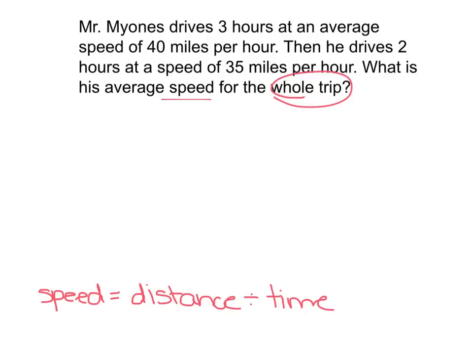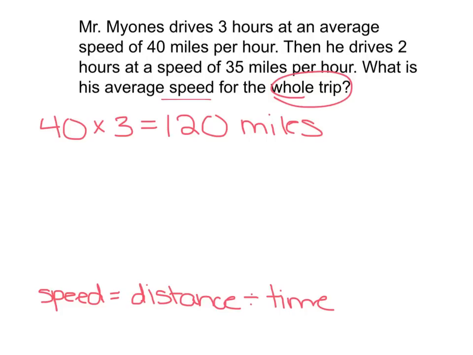So we know in the first part, he drove 3 hours at an average speed of 40 miles per hour. So that means each hour he drove 40 miles. So we would need to do 40 times 3, which would equal 120 miles. So Mr. Mayones drove 120 miles in the first 3 hours.